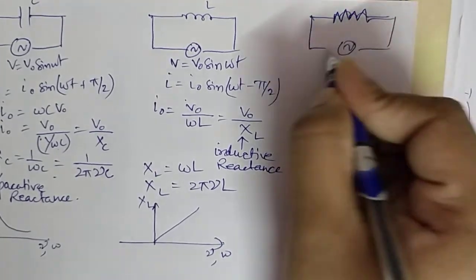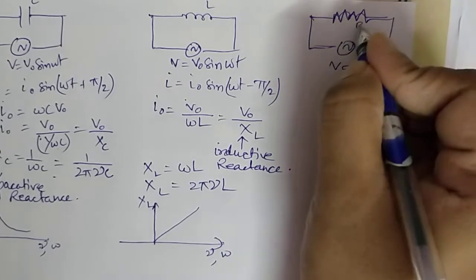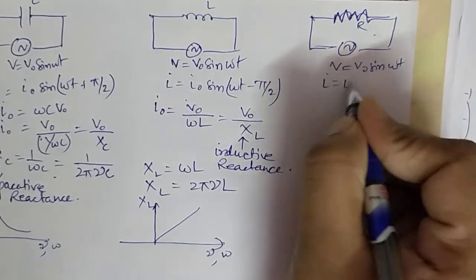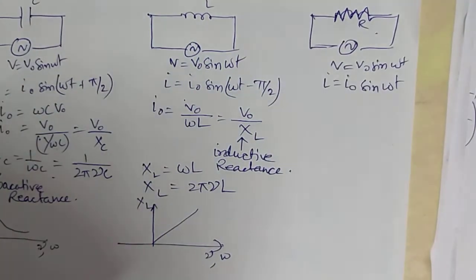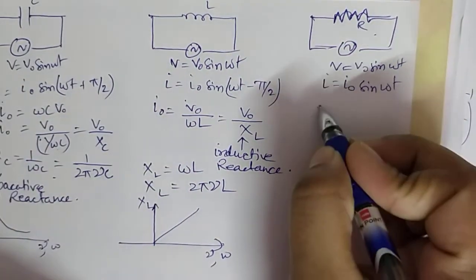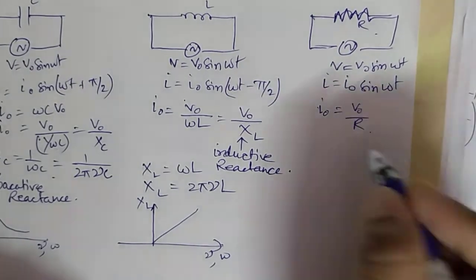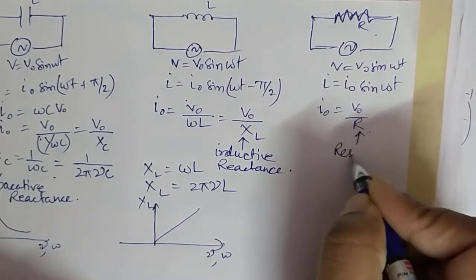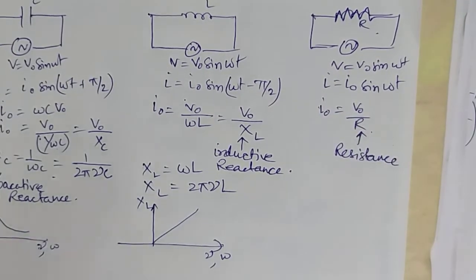Okay, and for a resistor connected to an AC source, V is equal to V naught sine omega t. Here is the resistor. We got I is equal to I naught sine omega t. So there was no phase difference between current and voltage. They were in the same phase, and I naught is equal to V naught by R. Okay, so R is resistance. Resistance does not bring any phase difference between voltage and current.